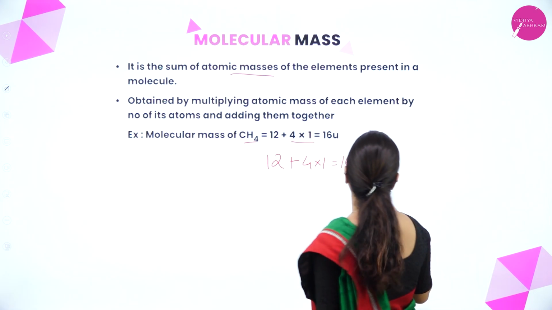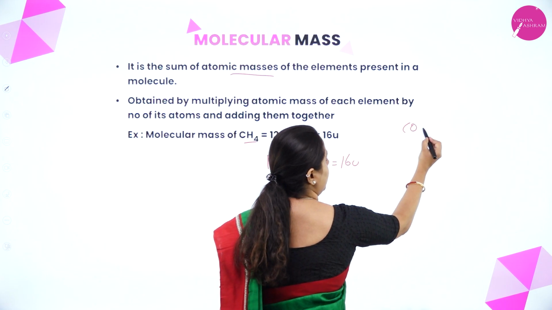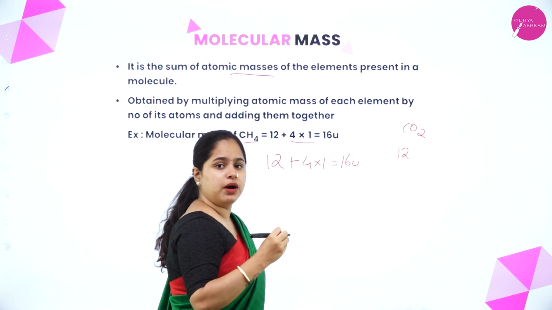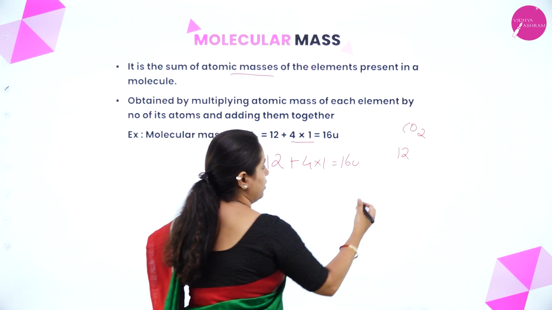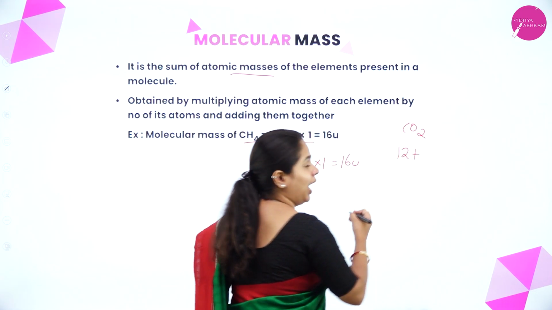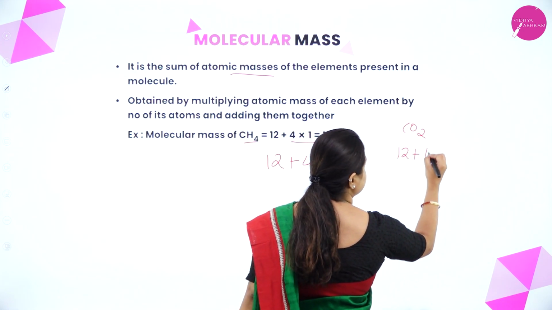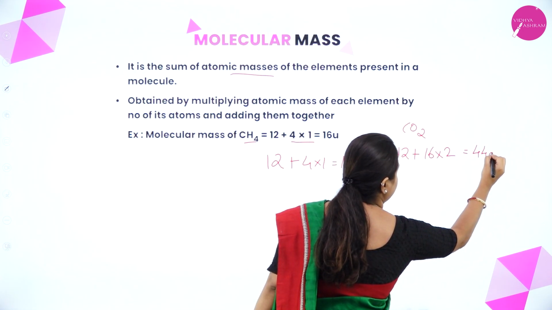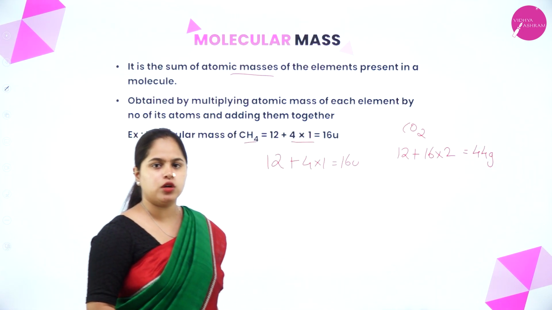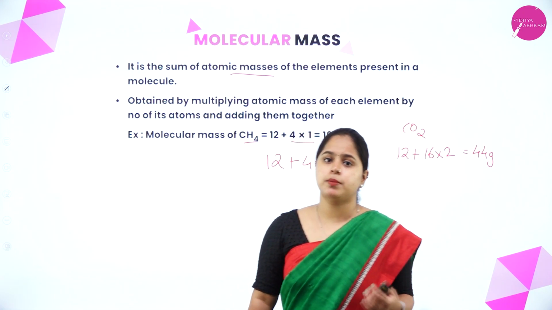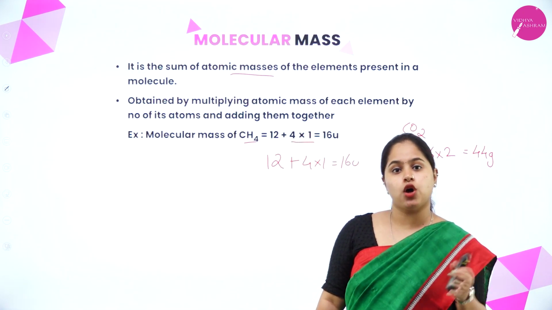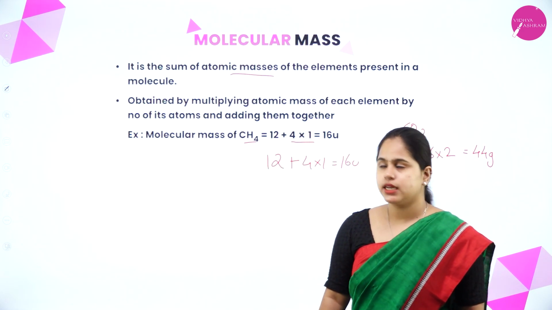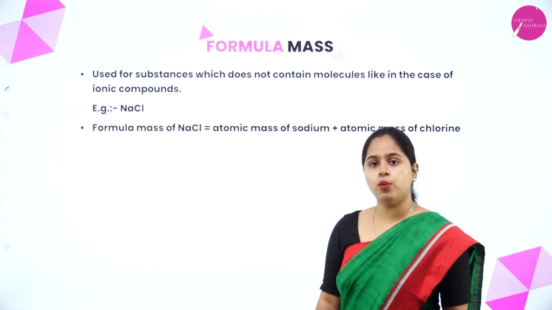Now let's take one more example, carbon dioxide. What is the atomic mass of carbon? It is 12, plus 2 atoms of oxygen, that means 16 into 2, which will give you 44 u. So this is a simple concept of how to calculate molecular mass. It is the sum of atomic masses of the atoms or the elements present in a molecule. Clear?